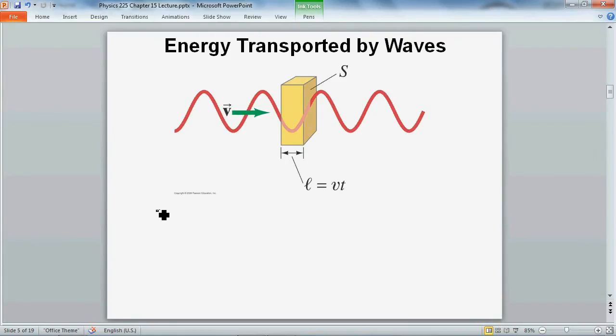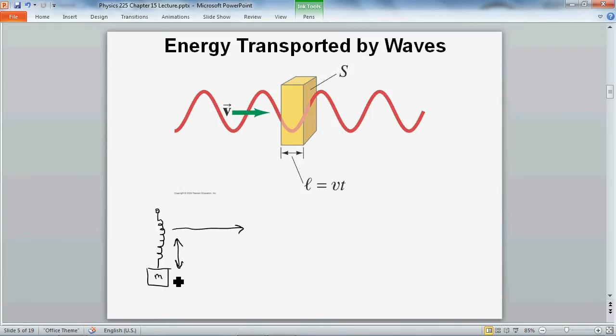If I had a spring, and I have a mass, and I permit this mass to vibrate up and down, and while it's vibrating up and down, I were to allow it to move in space, then it would have the same kind of effect as a traveling wave.